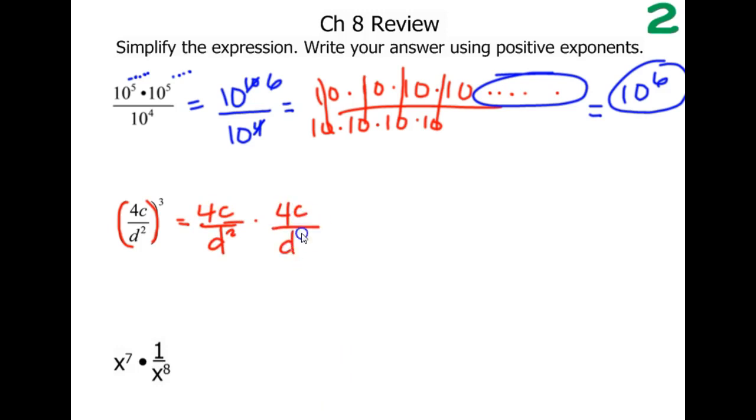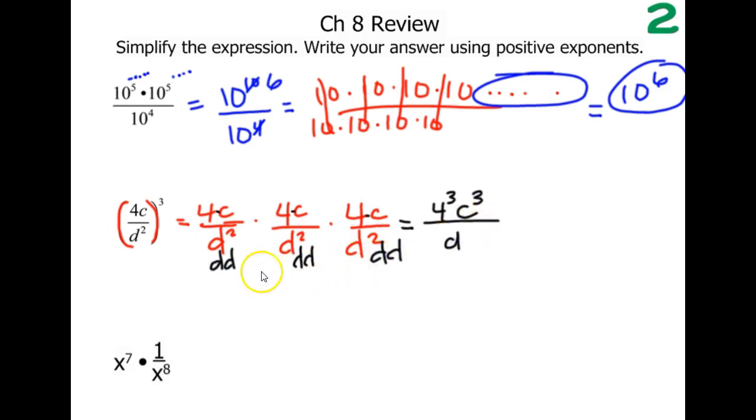4c over d to the power of 2. 4c d to the power of 2. So we're going to simplify here. We have 4 three times, or 4 to the power of 3. We have c three times, or c to the power of 3. And this is really 2 d's here, 2 d's here, and 2 d's here. So we have d to the power of 1, 2, 3, 4, 5, 6. This would be an awesome answer if you simplified 4 to the power of 3. We know 4 times 4 is 16, and 16 times 4 is 64.